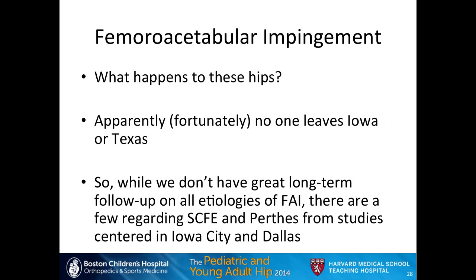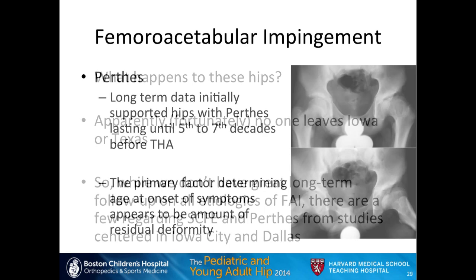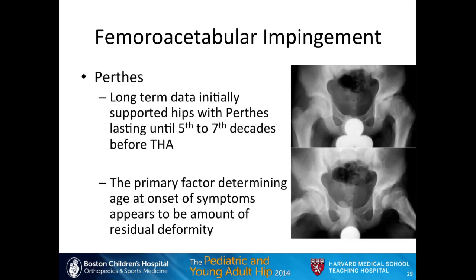So what really happens to these hips? Well, how do you determine this? We need longitudinal data. And fortunately, people apparently don't leave Iowa or Texas, that's where they come from. And the benefit of that is that there are folks in Texas and Iowa City in particular that have these amazing databases where they treat these kids and they have the ability to call them up on the phone, get them out of the field and bring them back in, get an x-ray. All right, so they have really long-term follow-up. Right? Perfect natural history study.